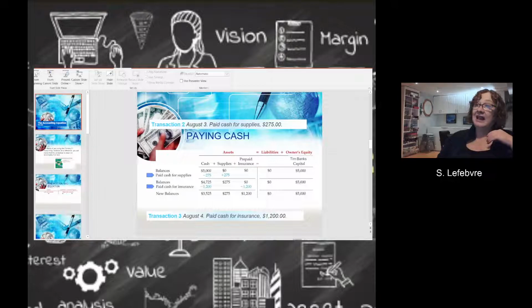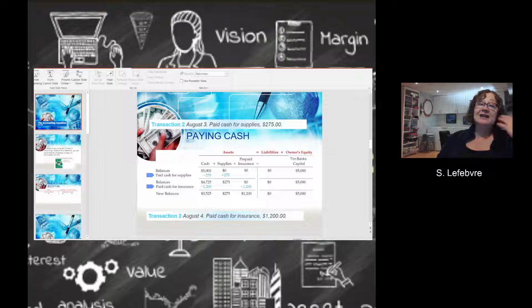So if we're paying cash, we know that our cash is going to decrease. So cash is going to go down by 275, what we're paying for those supplies. But is it going to affect the amount we owe? Not if we didn't charge. Is it going to affect our capital account? No, it's actually increasing the amount of our supplies. Supplies are something that we own.